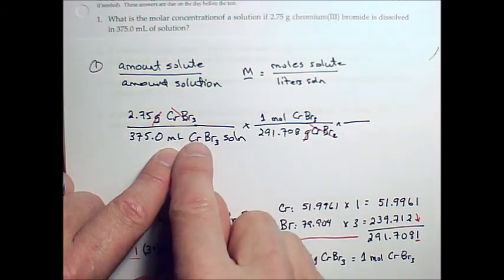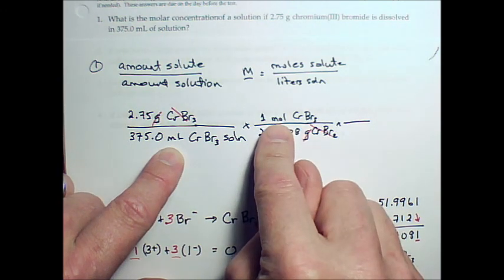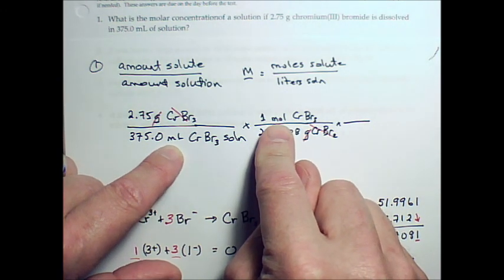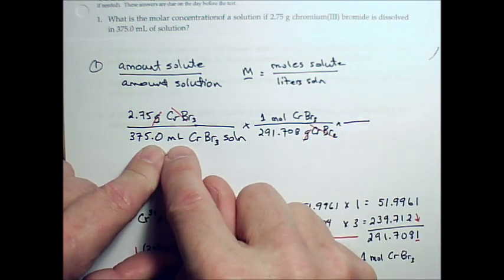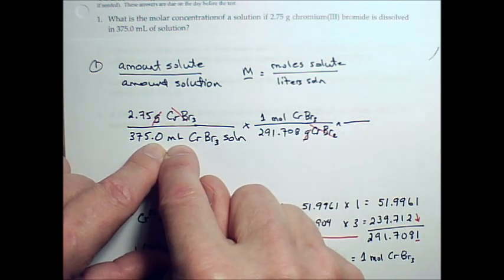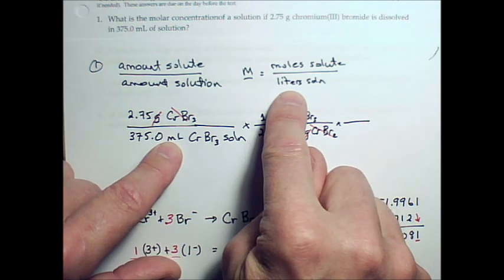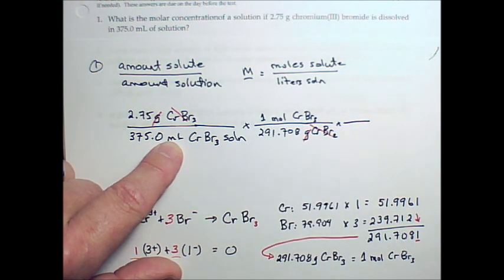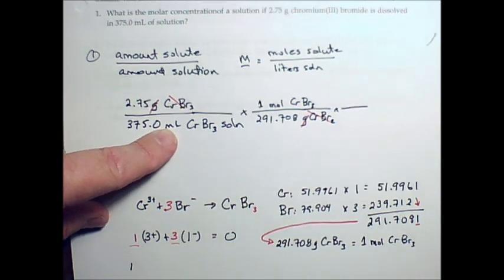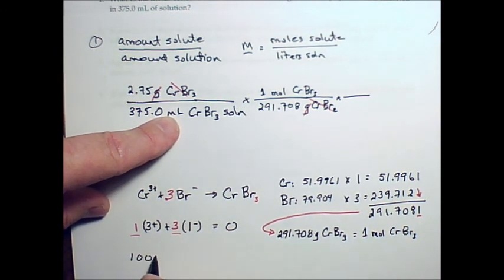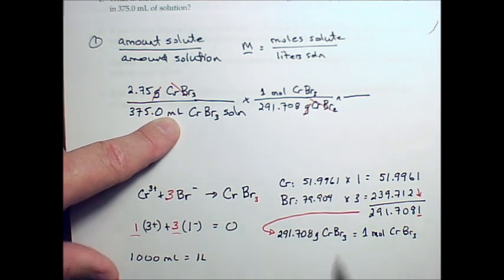So I've canceled grams. I now have my solute. Really important, my solute's now in moles. That's what I want. But my solvent is currently in milliliters. I've got to get milliliters into liters, and I need an equality statement to get there. So 1,000 milliliters equals 1 liter. There's the equality statement that I need for this conversion.